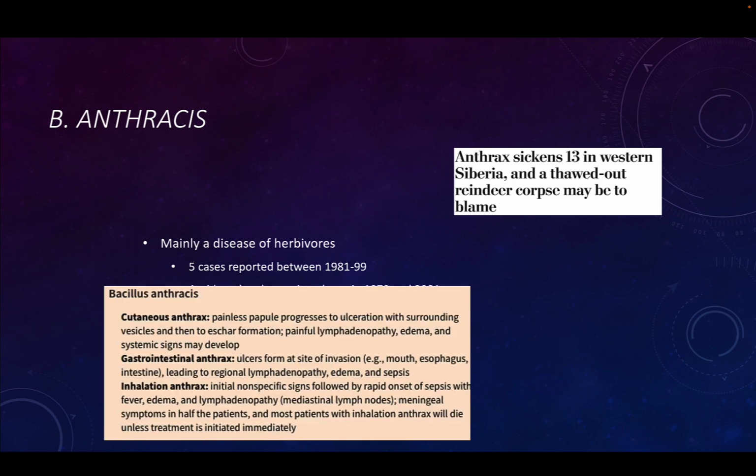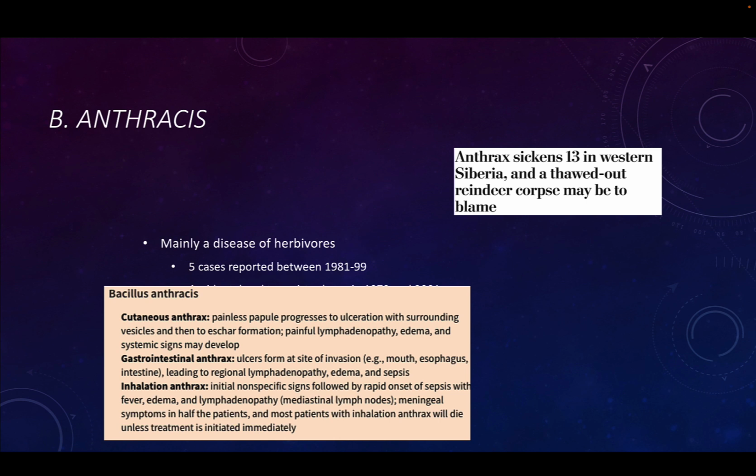So again, the 3 forms of disease are listed here. Cutaneous anthrax, which is basically a skin infection. This generally does not progress to systemic infection, but it can. And the major symptom is going to be an eschar formation, so like a black wound that will form at the site of wherever the spores or the bacteria got into the skin.